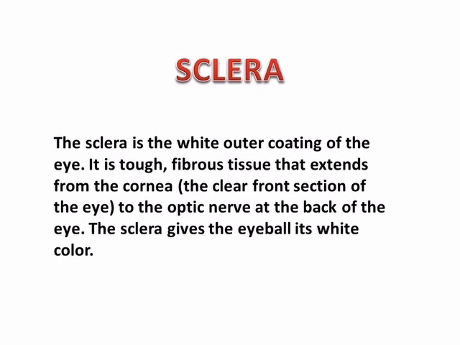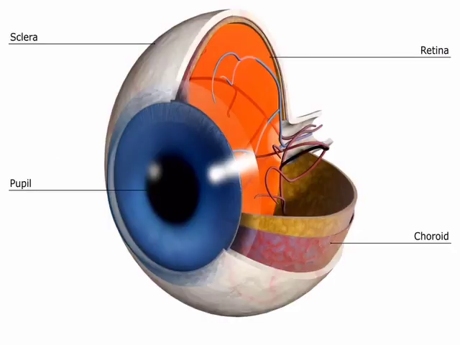Sclera. The sclera is the white outer coating of the eye. It's tough, fibrous tissue that extends from the cornea, the clear front section of the eye, to the optic nerve at the back of the eye. The sclera gives the eye its white color. This is the picture of the sclera. The white outer coating is the sclera.